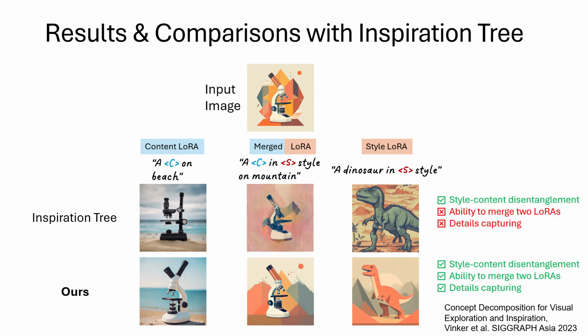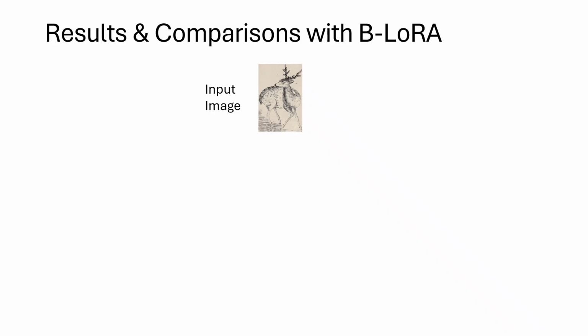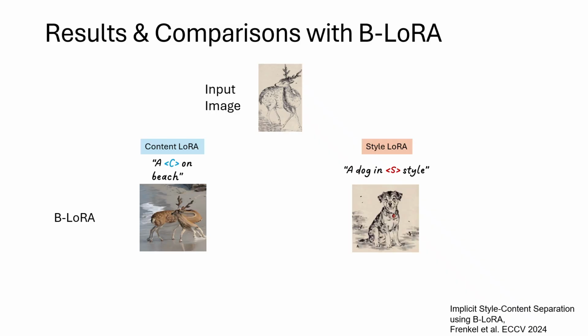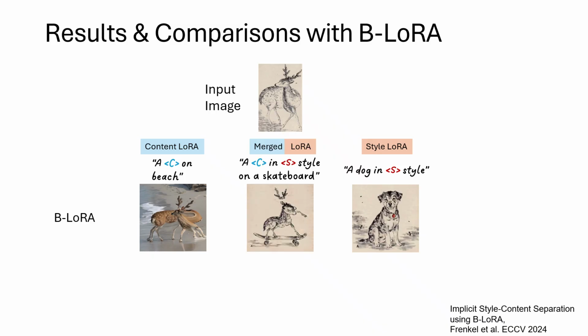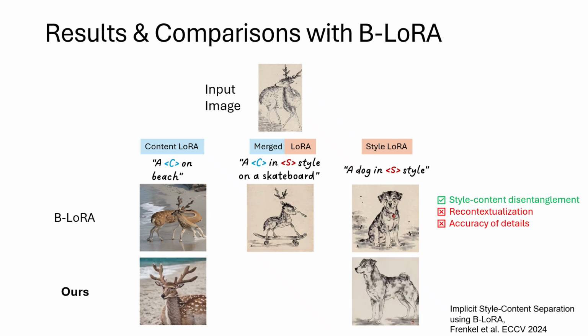recontextualization for merge generation. We also show a comparison between ours and B-LoRA, which is specifically designed for extracting content or style from images and combining them together. Although they can separate the content and style, their data is distorted, and their combined generation is of poor quality. We outperform them by having totally destylized data in content generation and a better recontextualization.